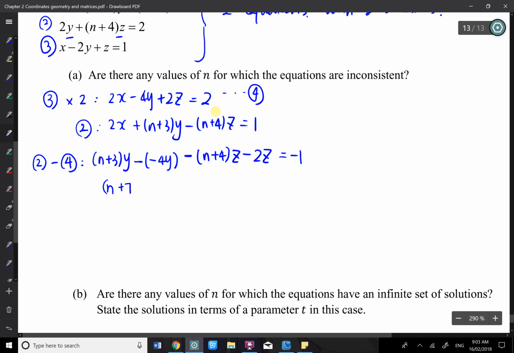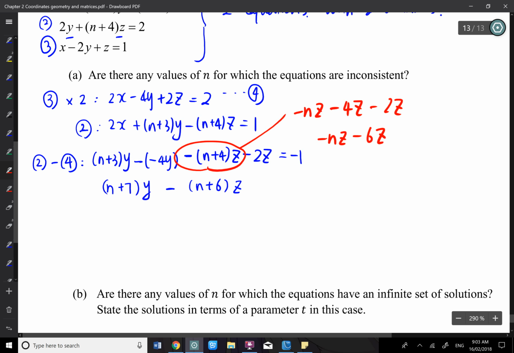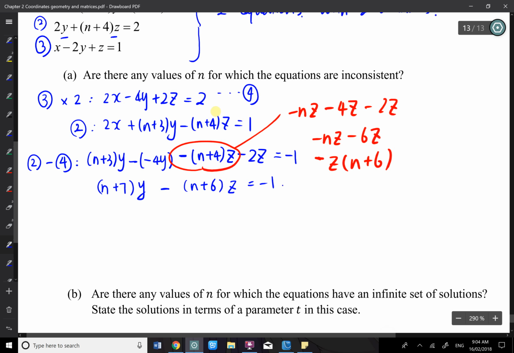Therefore, we have n plus 7y minus n plus 6z. Well, here, it's a little bit confusing. It's minus nz minus 4z minus 2z. Therefore, it's minus nz minus 6z. That's minus n plus 6z. So minus z bracket n plus 6. So it's minus n plus 6z equals minus 1. Let's say that's equation number 5.